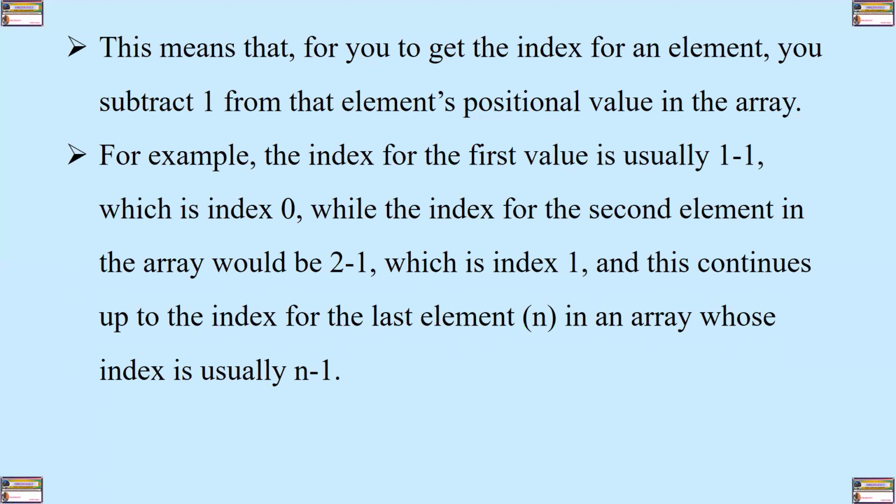Or the index for the second element in the array would be, that is position 2, but which index? 2 minus 1, because the first element is always index 0. That will give you 1. And this continues up to the last index. So the index for the last element will be the number of elements minus 1.